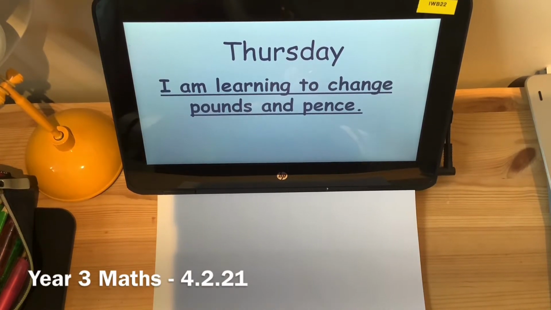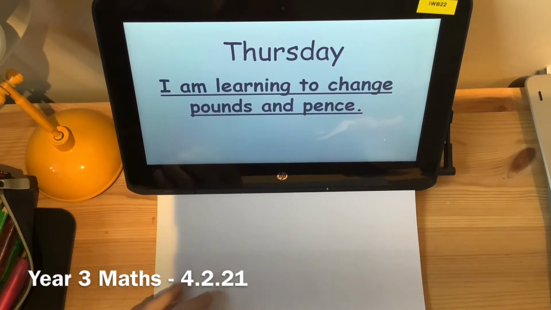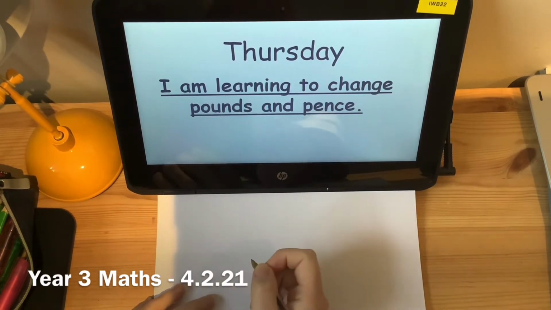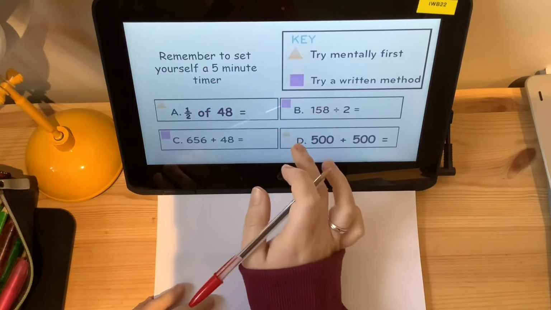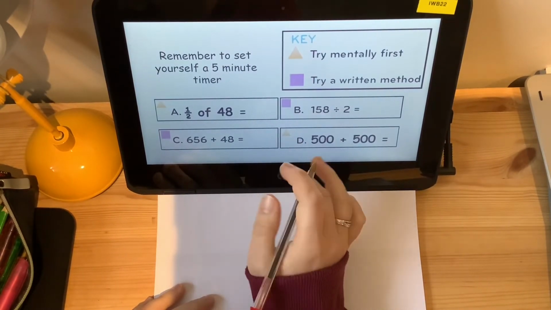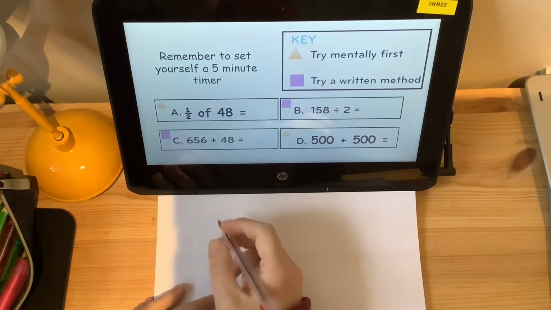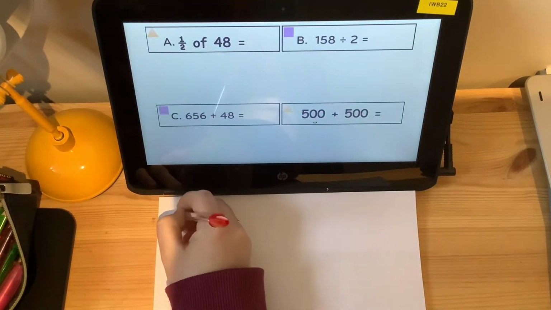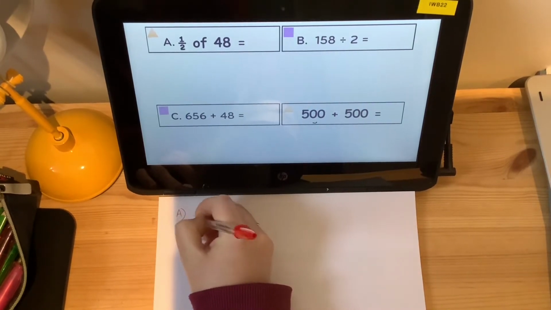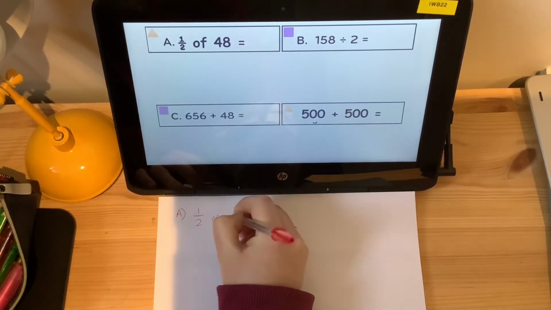Today's maths video is for Thursday the 4th of February and we are going to be looking at changing between pounds and pence. First of all though, I am going to go through Fluent in 5. Now I'd like you to pause the video if you haven't already had a go at the Fluent in 5 and have a go. Now A is asking you to find half of 48.